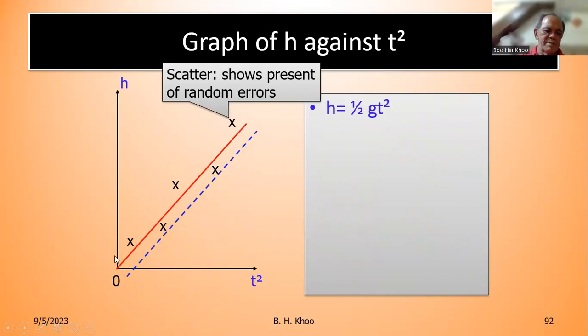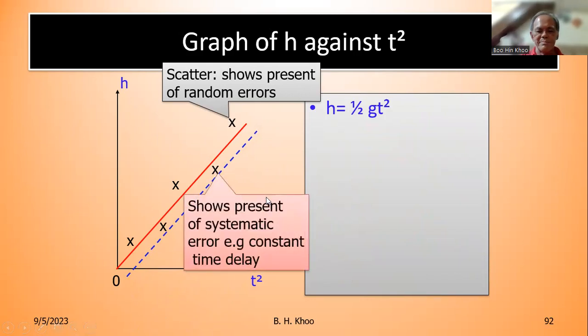Sometimes our line doesn't pass through the origin. What's the problem? It shows the presence of systematic error. Example, constant time delay. Right? We have a stopwatch that is not 0, or the stopwatch may not start instantly as the ball is dropped.